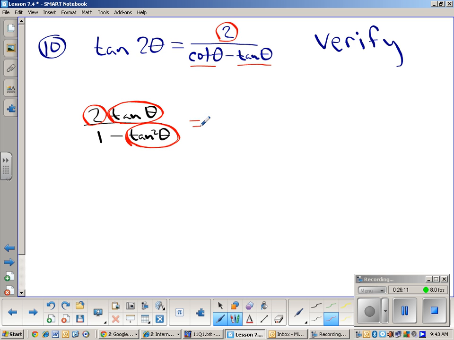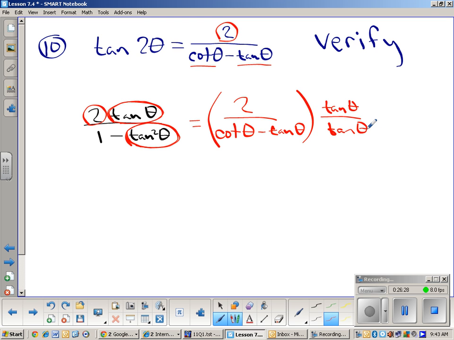Remember, we said that we can take a fraction or whatever and multiply it by 1. So if I multiply this whole thing by tan theta over tan theta, is that equal to 1? Yes. And so when I do that, what do I get on top? You get 2 tan theta. And on the bottom, I get cotangent theta tan theta. I have to distribute on the bottom because there's 2 terms. I have to multiply everything.